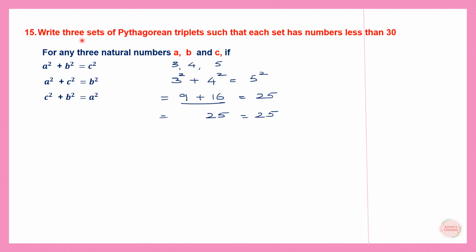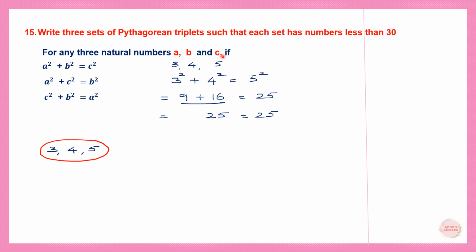Now the question is, we have to write three sets. So now we've got one set, 3, 4 and 5. So let's write down that first set. So we have 3, 4 and 5. This is the first set of Pythagorean triplets. Now we have to find two more sets. We have one set. Now we have to get two more sets.